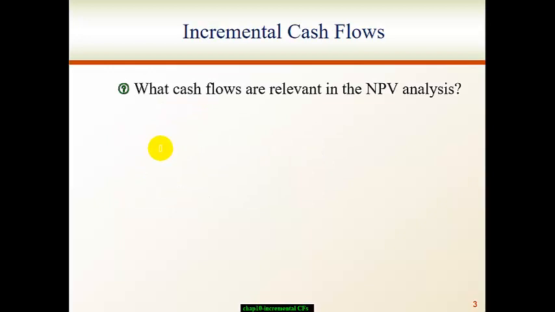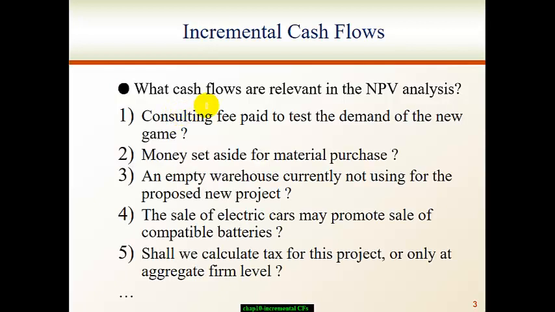When a proposal of a new project comes in, it's loaded with so much information. So what information is relevant? What cash flows should we include? You may see the consulting fees paid to test the demand for the new app, new game. You may see the money set aside for material supplies purchase. Or what if you have an empty warehouse? Currently, the company is not using it. Can we assign this to a new proposed project?